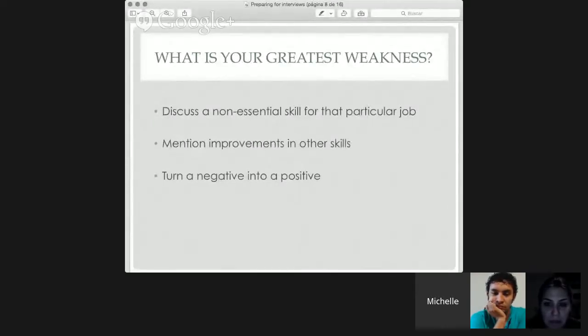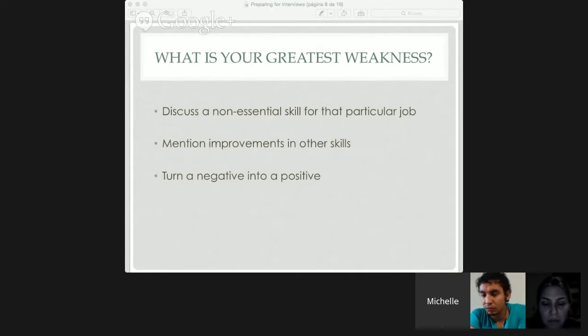The first one is to talk about a non-essential skill for that particular job. You're going to want to know exactly what they want. If you find the job description online or in a newspaper, you're going to see essential skills, like filing, clerical work, different things you need to be able to do. For example, if I'm going to be a nurse in a hospital, working with people, administering tests, doing IVs, a non-essential skill could be public speaking. That job doesn't necessarily mean I need to be good at public speaking. So one strategy for my greatest weakness would be to talk about that.